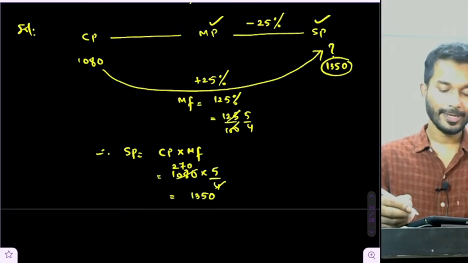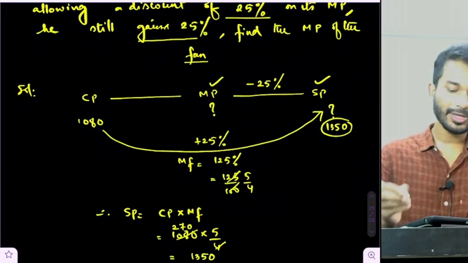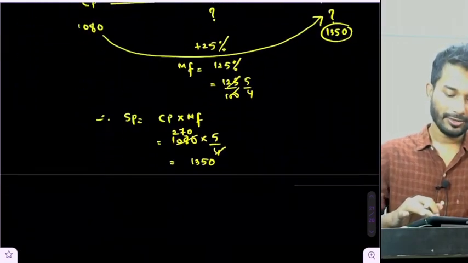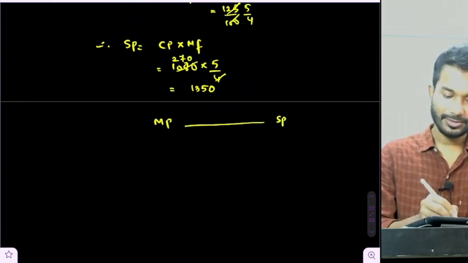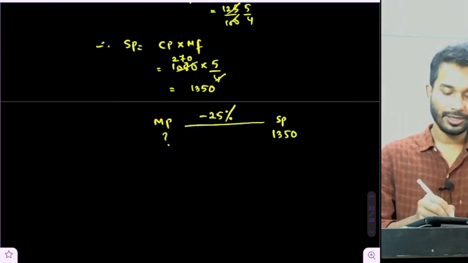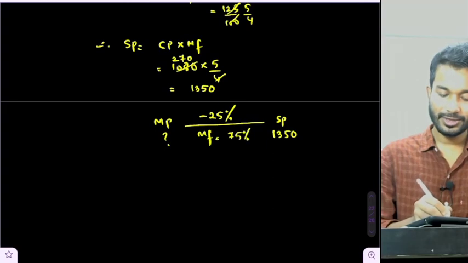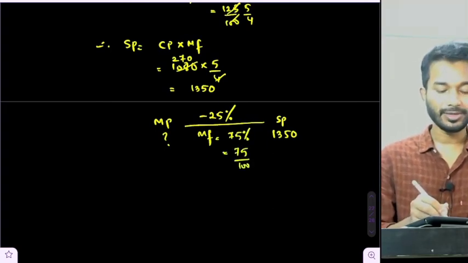I hope it is clear. Now they are asking, find the mark price of the fan. Now mark price is also unknown, no problem. Now see what we have: mark price and selling price. Offers a discount of 25%. Selling price is 1350. Mark price is unknown. So multiplication factor will be our 75%. 75% means 75 out of 100. How 75? From 100 minus 25.